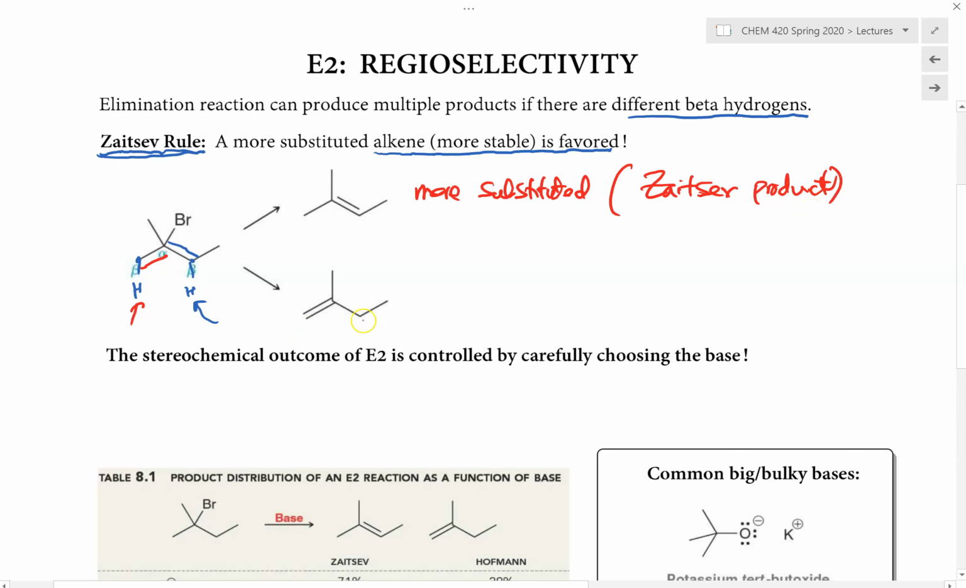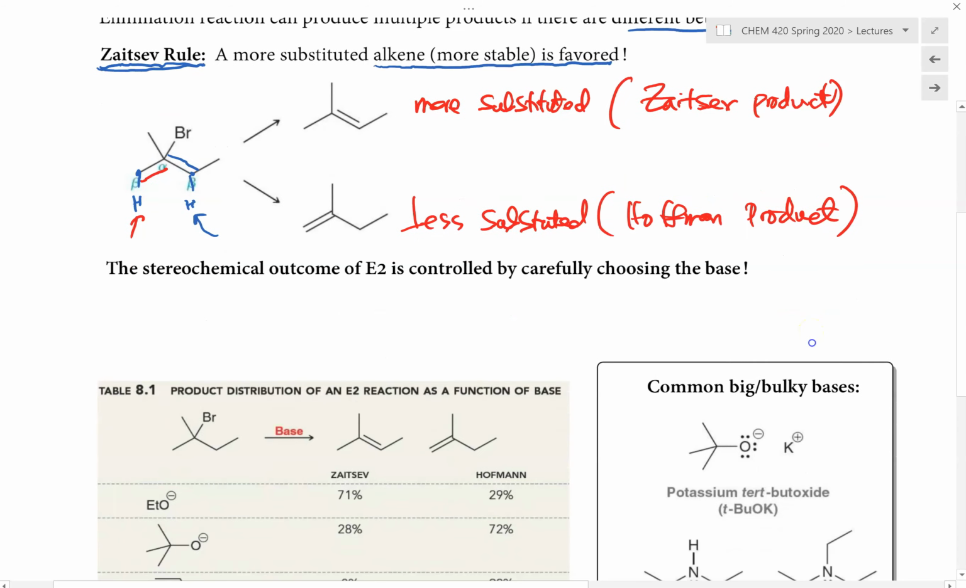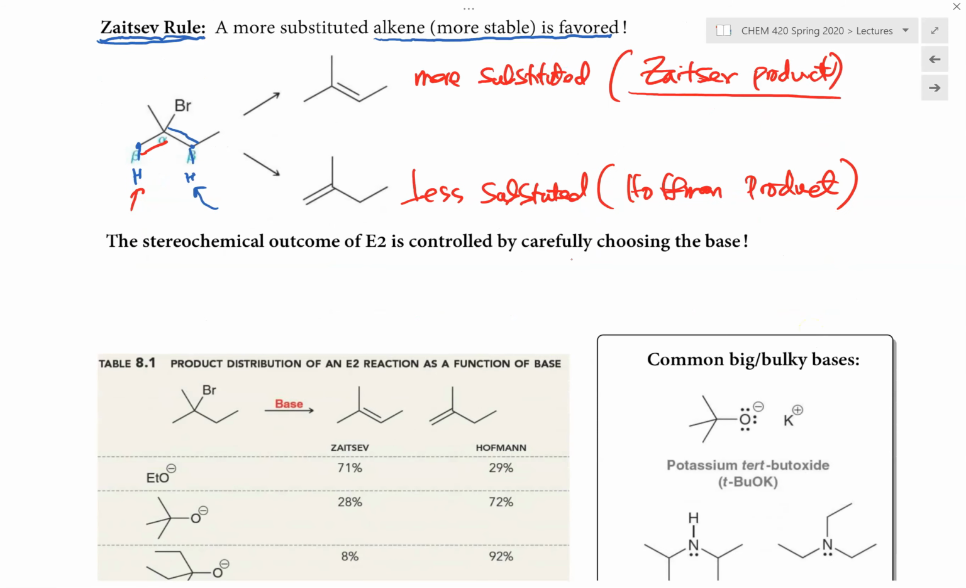The product on the bottom is where we form an alkene on the end of it. So this alkene right here is said to be less substituted. And this product right here is called the Hofmann product. Because both products may be possible in an elimination reaction, ideally speaking, the Zaitsev product is the more favored product over the Hofmann product. However, by choosing the appropriate base, we can favor either one of these products.